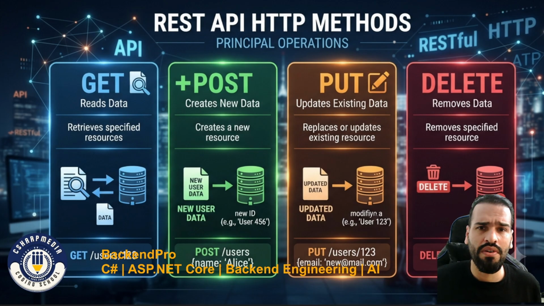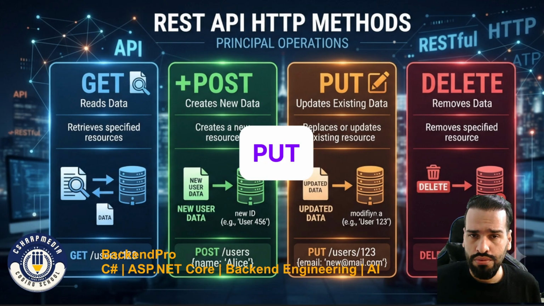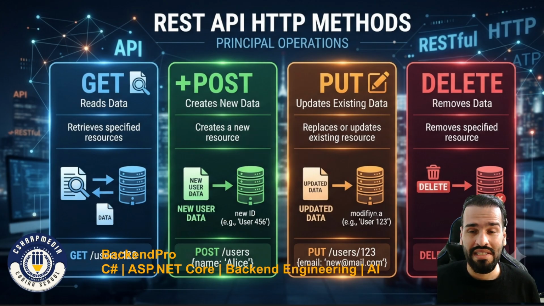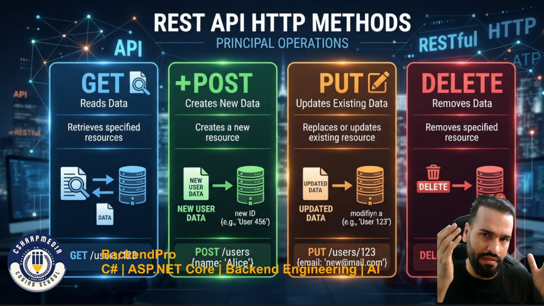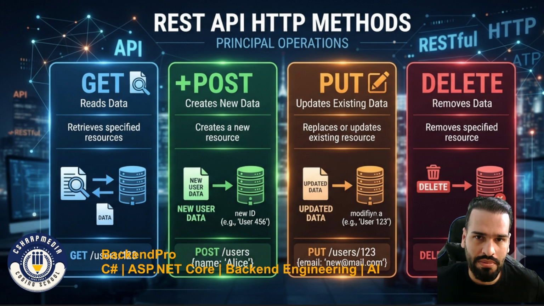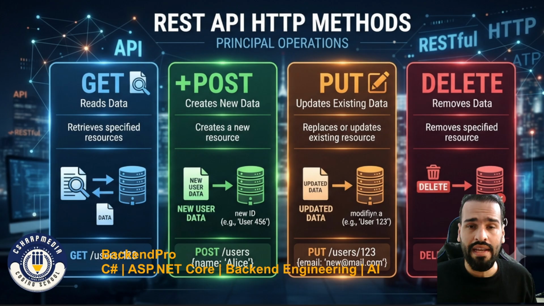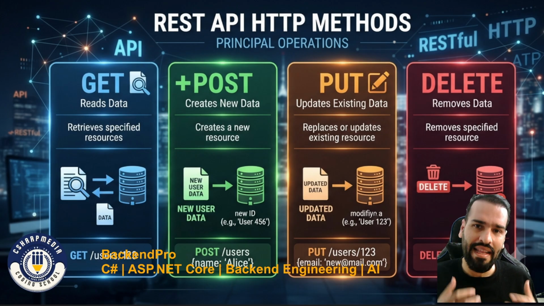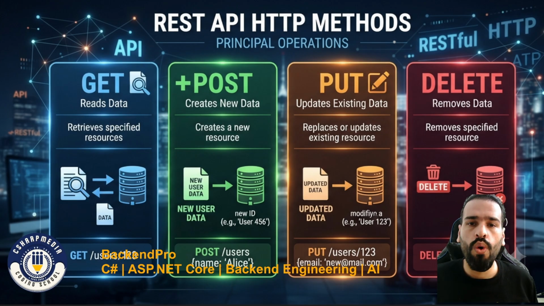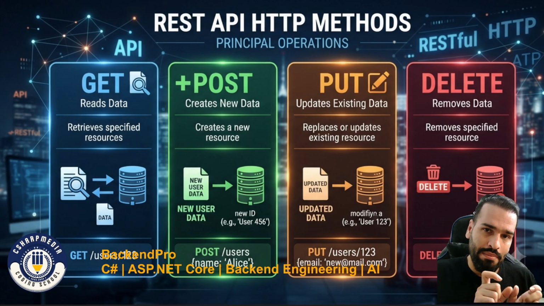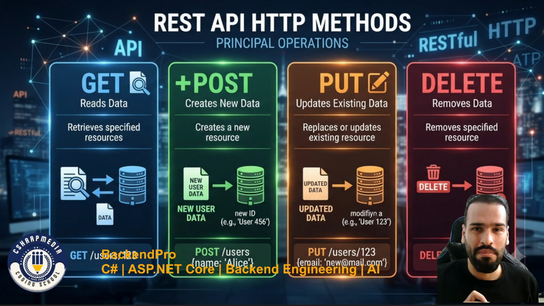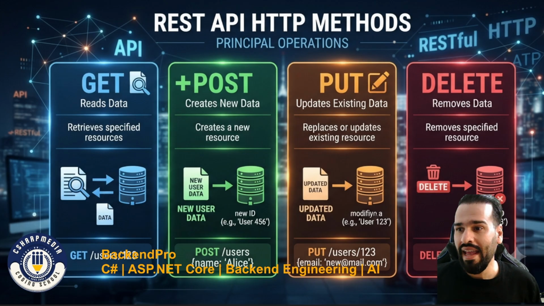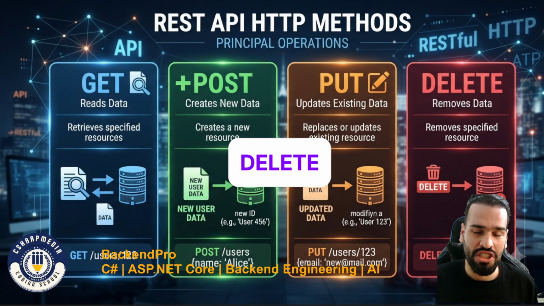The third one is put. We are using put when we want to update the existing data. For example, I'm a user and I have created a user in that website with the HTTP post method. Now I have found that my address is completely wrong and I want to change that. Now the API uses the HTTP put method because we want to change the existing data. And the last one is delete, HTTP delete.